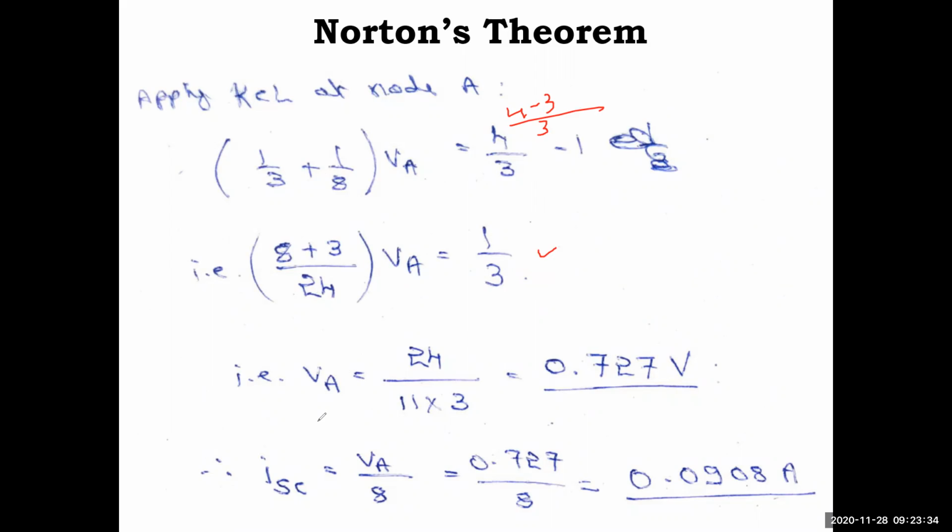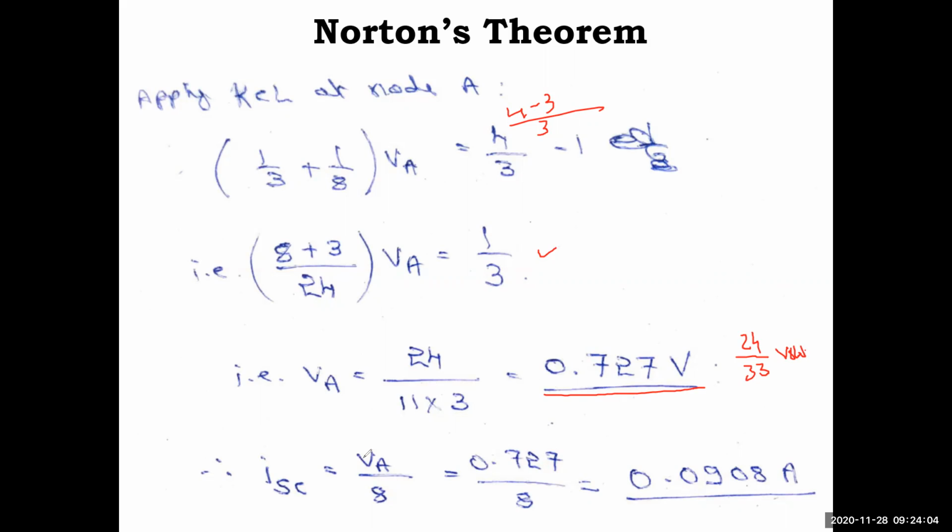Therefore VA equal to, so it is 1 by 3 already is there. So 24 will come in numerator and 11 will come in the denominator. So 24 by 11 into 3, which is nothing but 24 by 33, which is, if you do the calculation with a calculator, you will get 0.727 volt. Or you can keep like this only, 24 by 33 volt. Units you have to mention, 24 by 33 volt.